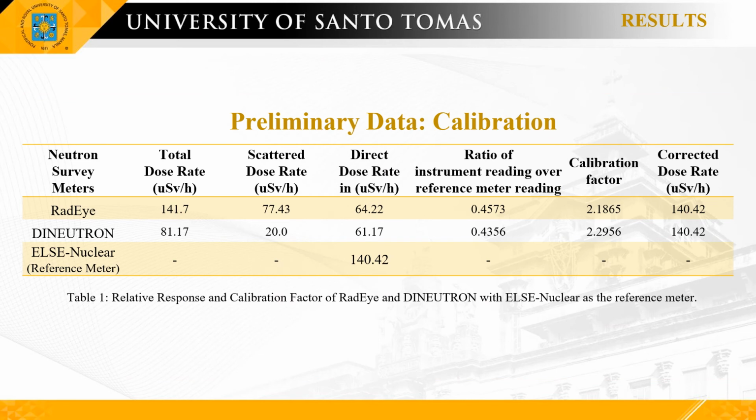Table 1 shows the relative responses and calibration factors of Rad-Eye and Dineutron with the reference meter, LC Nuclear. For Rad-Eye, the relative response is 0.4573 with a calibration factor of 2.1865. For Dineutron, the relative response is 0.4356 with a calibration factor of 2.2956.